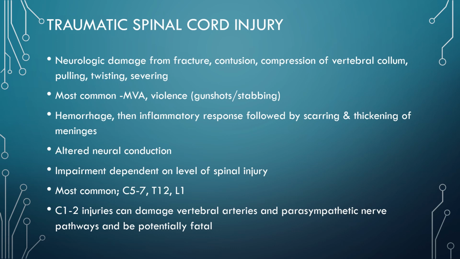C1 to 2 injuries would be less common, but high up in your cervical spine, that's right where your spine meets the brain. And damage up there can sever your vertebral arteries and parasympathetic nerve pathways. Your parasympathetic nerve pathway up here at C1 to 2 also controls respiratory. So injuries up there can be fatal. They most likely are fatal.